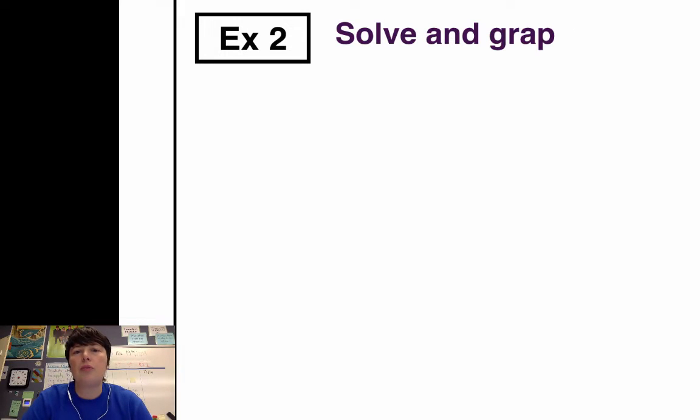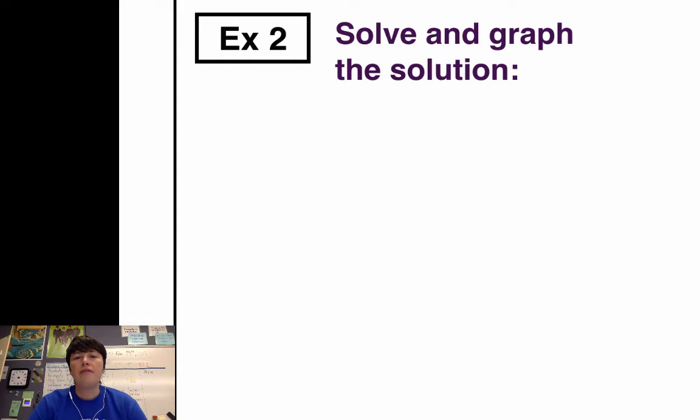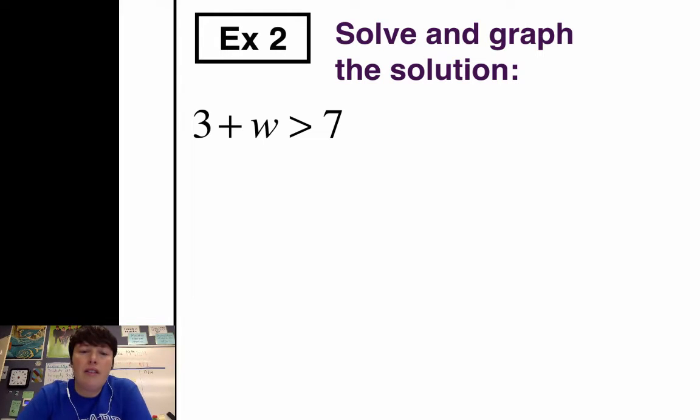Let's do an example 2. Let's solve and graph the solution for 3 plus w is greater than 7. So go ahead and write that down. 3 plus w is greater than 7. And we're going to solve this inequality.